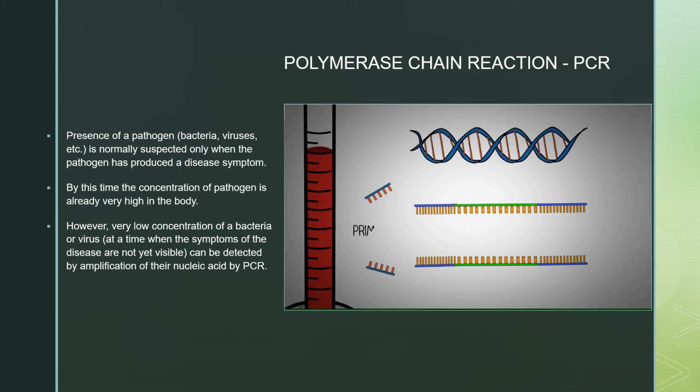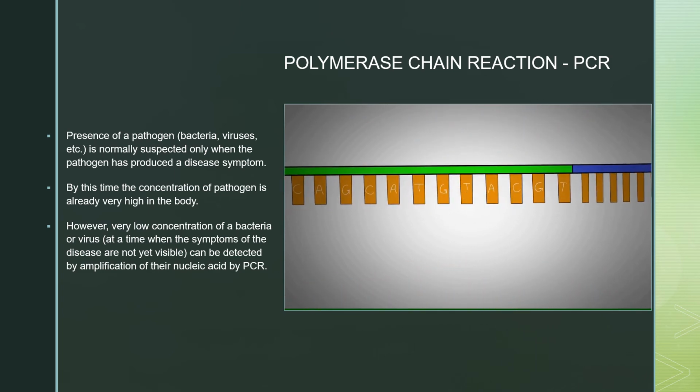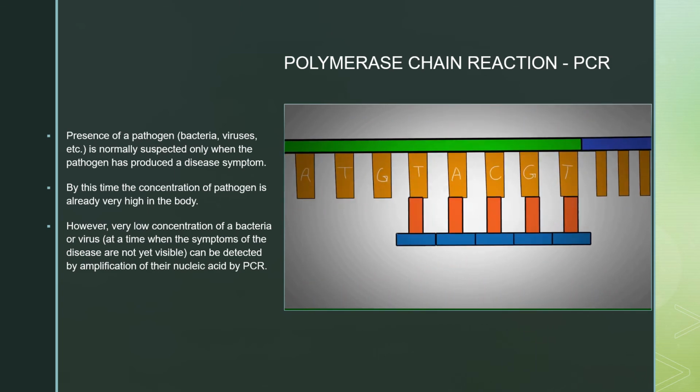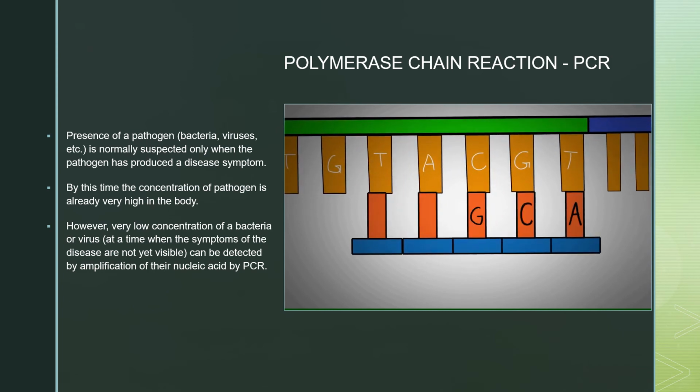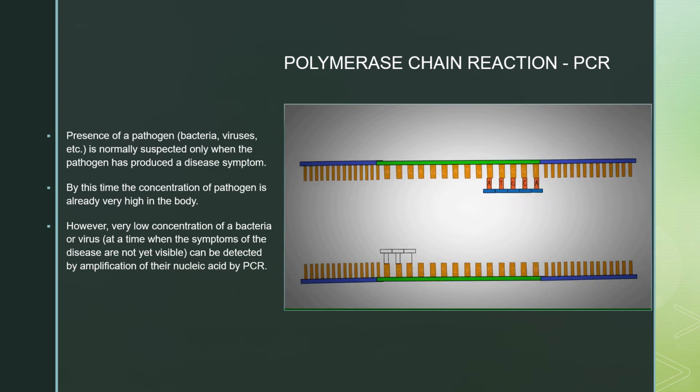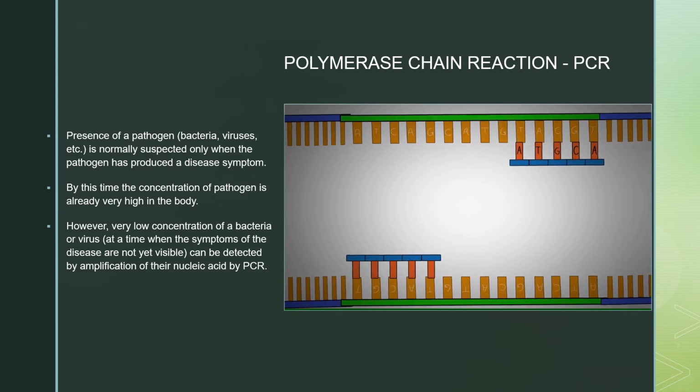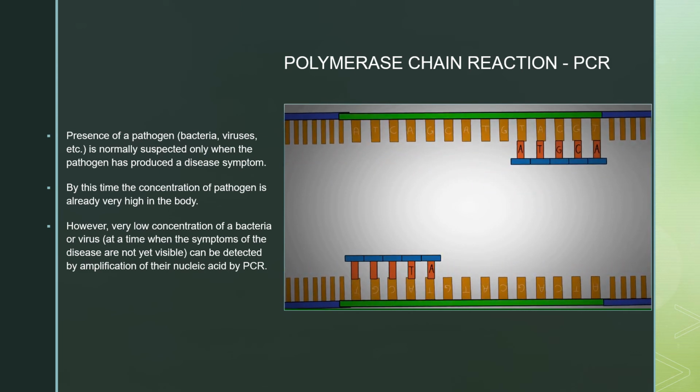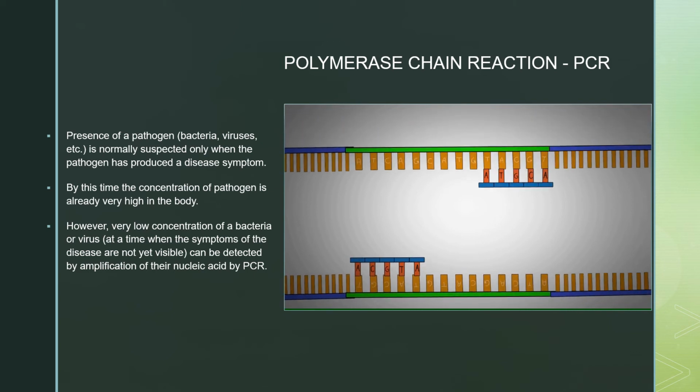Next comes annealing and the role of primers. We will use two primers which are basically used to mark the specific area of the DNA that we want to amplify. The primers have the sequence that matches the sequence which is present at the starting point of the target region of these two strands of DNA. The primers bind to the template DNA by complementary base pairing. In this way, we are able to select a particular region of the DNA that we want to amplify.